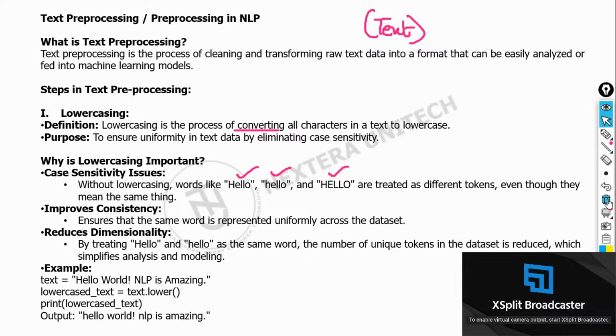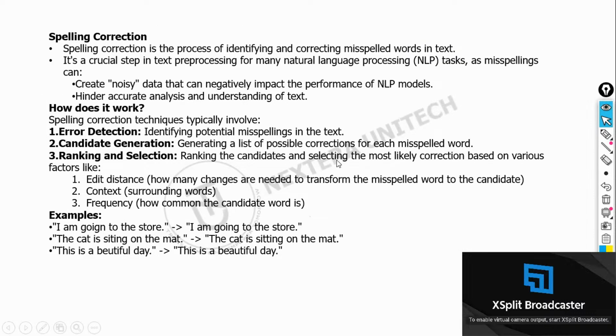Then what else did we discuss? We also discussed spelling correction. Spelling correction helps us to identify and correct the misspelled words. Within the text, if we have any misspelled words, they will be identified and corrected. This actually helps us to work on the error part.